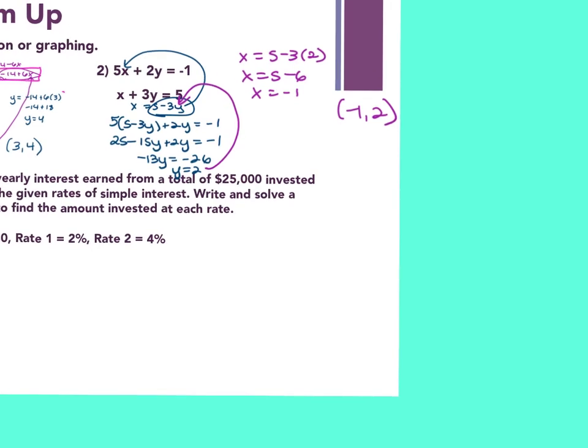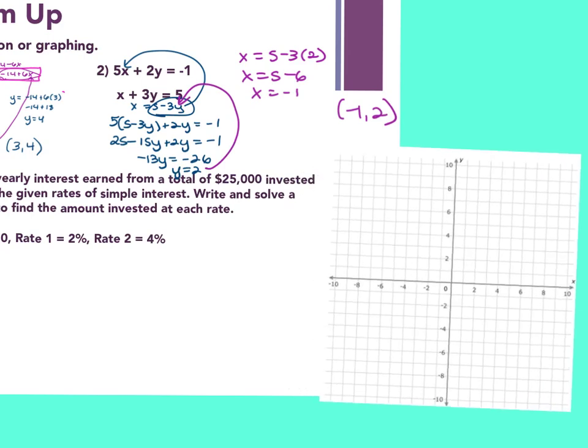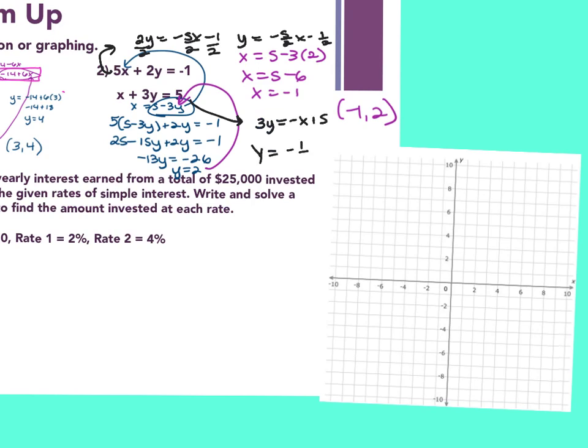So let's say I had graphed this, because you're going to have to do it when it asks you to. For these, I would have had to solve for y. So I would have taken this and said 2y equals negative 5x minus 1 and divide by 2. And I would have gotten y equals negative 5 halves x minus 1 half for that one. And then this one, 3y would equal negative x plus 5, and y would equal negative 1/3 x plus 5/3. So that first one, I would have started at negative 1/2, and I would have gone down 5 over 2, and I would have drawn the line.